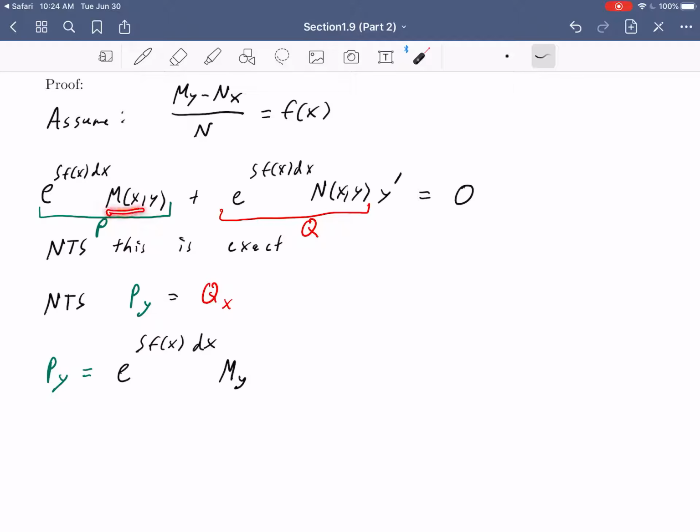Differentiating this, well, we don't know what this function is, so all we can say is that we get the partial with respect to y of that function. All right, let's see about q.